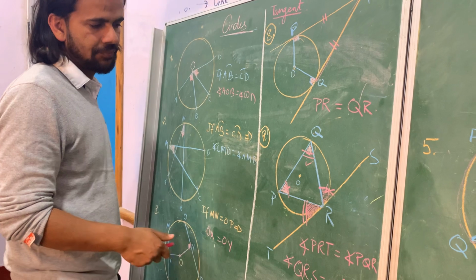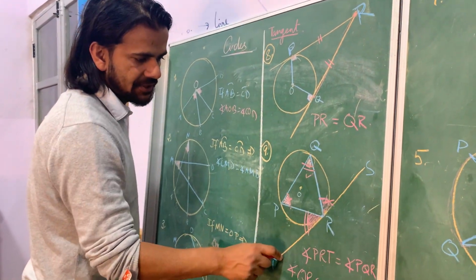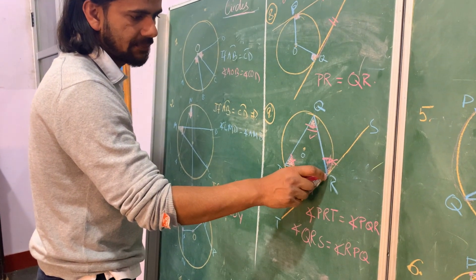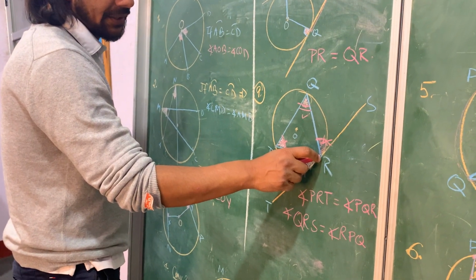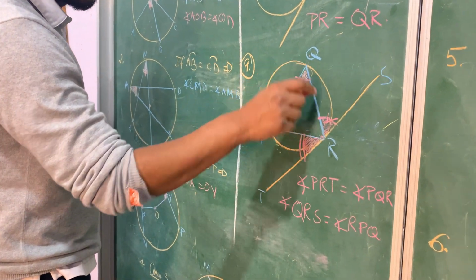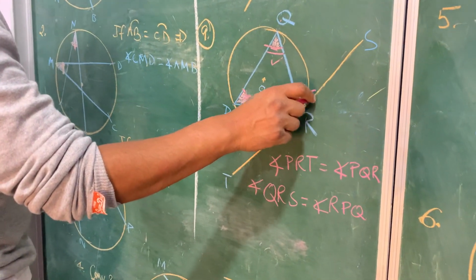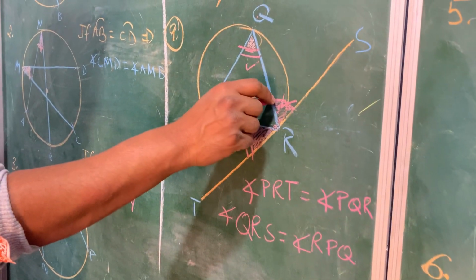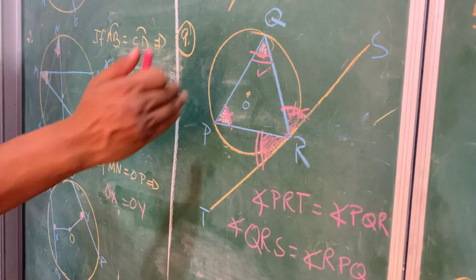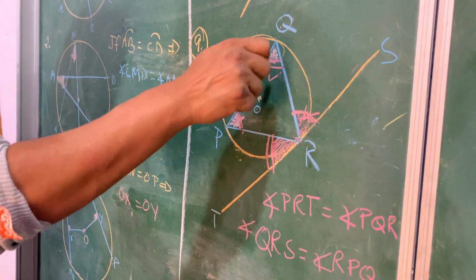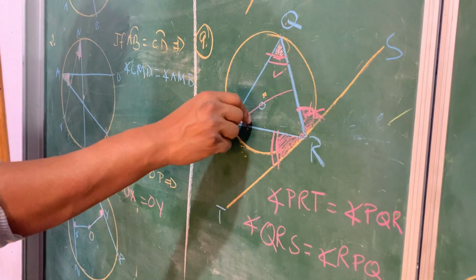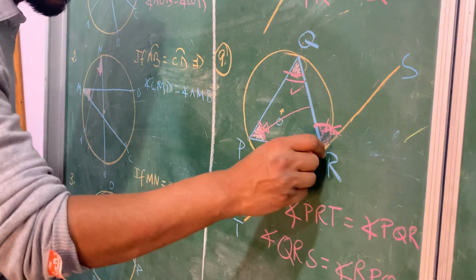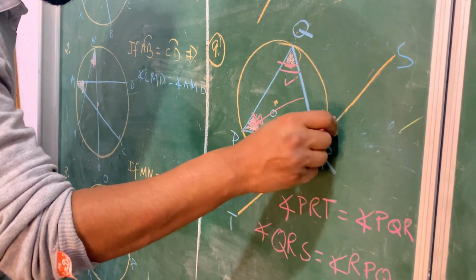Okay. And the last result here is a bit of a challenge to understand maybe, but it's easy. So you have a tangent here, this one. It touches at point R. And then you have a chord here. QR is the chord, and it forms this angle QRS. Okay, this angle will be equal to the opposite angle of this chord. That is to say, opposite QR is this one right here in this triangle, this angle QPR. So this angle is going to be equal to this one.